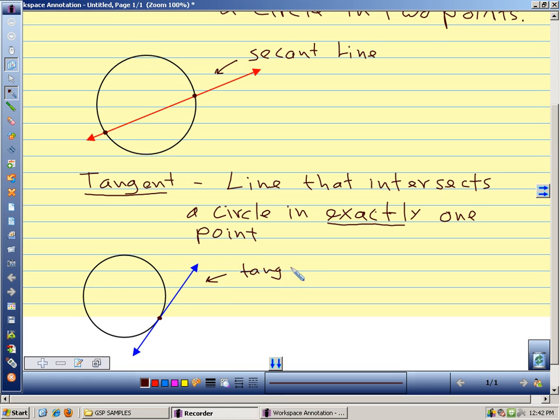So there could be like millions of those on one circle. Right. At any point around the circle, we could have a tangent point. Like that. So that's a tangent line. And this is the tangent point or the point of tangency.